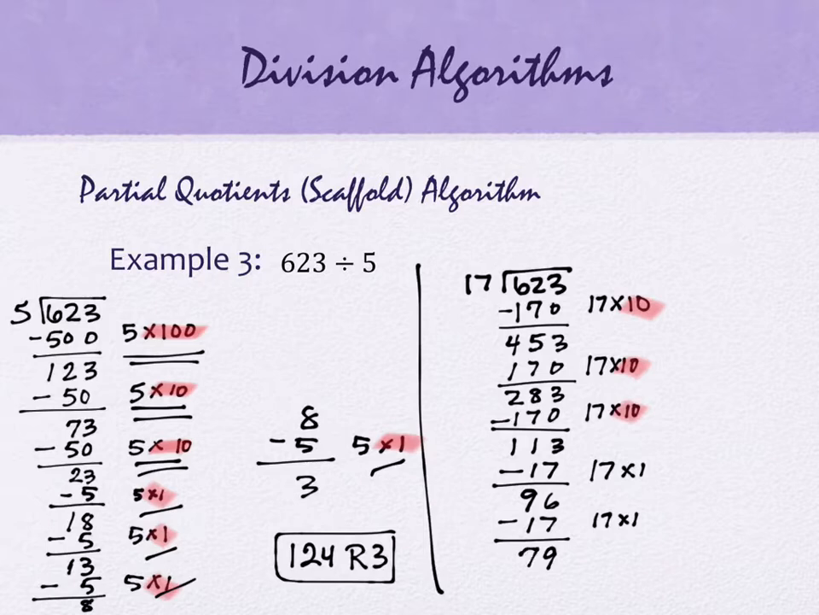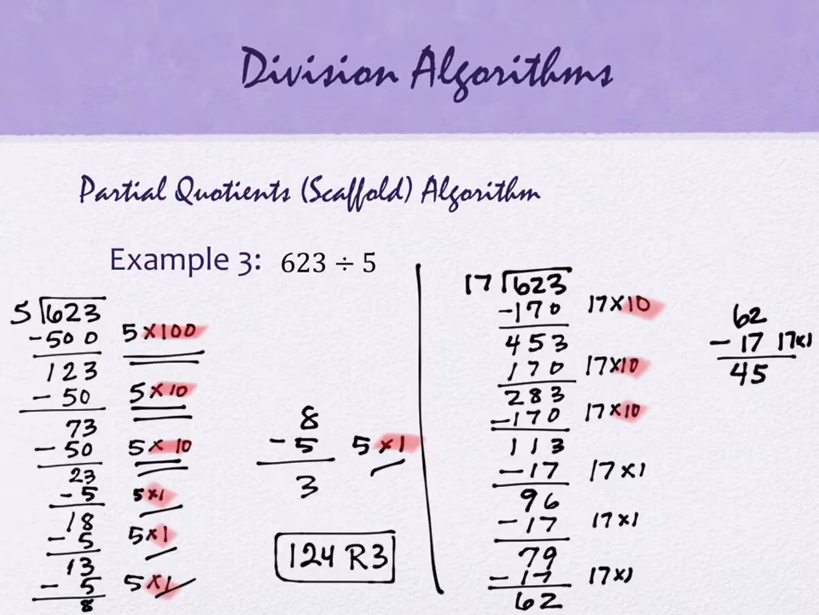79. Hope y'all are checking me because I'm doing this really fast. Is that all right? Yeah? Okay, good. 17 again. 62. Okay, we'll keep going. 62 minus 17. 45. Again.